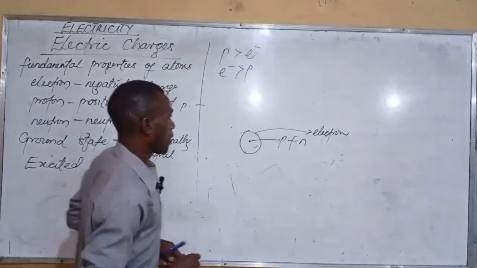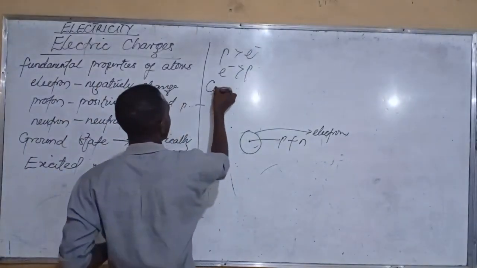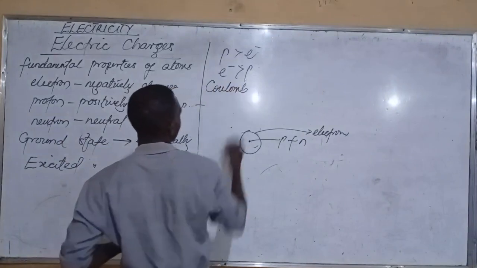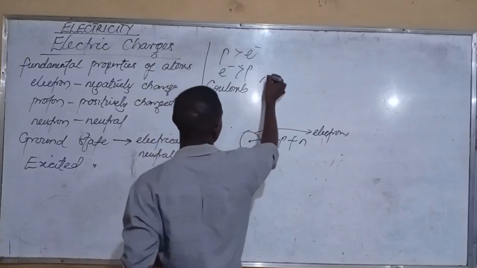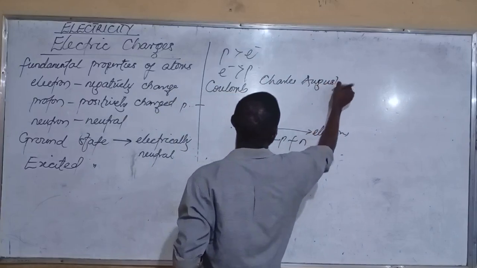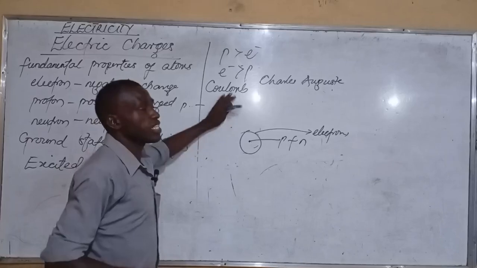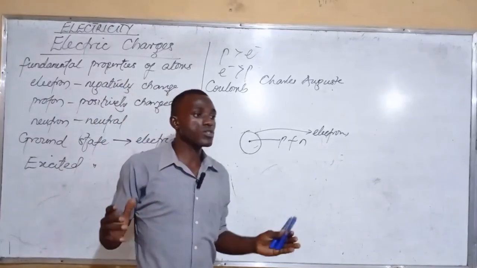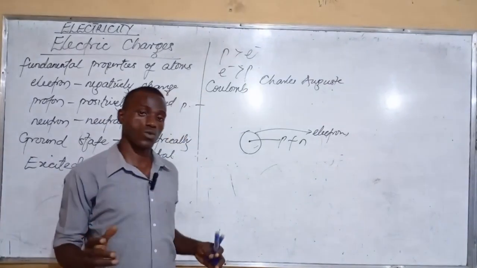All right. Now, what is the unit of charge? The unit of charge is the Coulomb, for electrical charges. And it is named after Charles Auguste Coulomb. Now, you see, this Coulomb is a very great quantity.